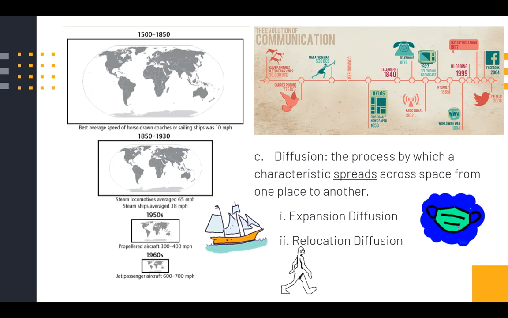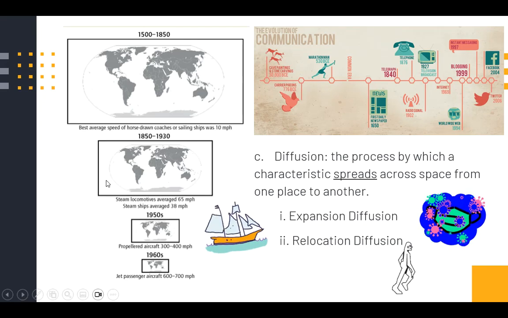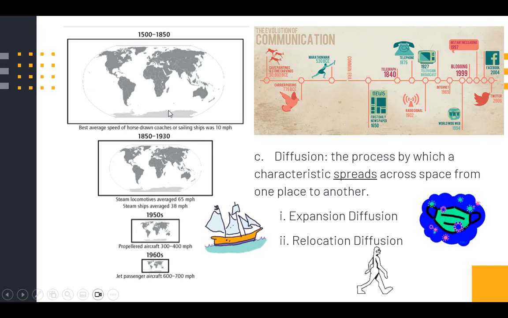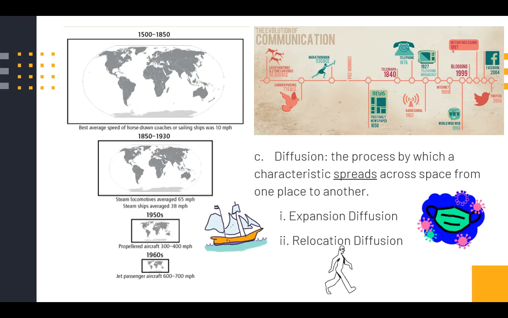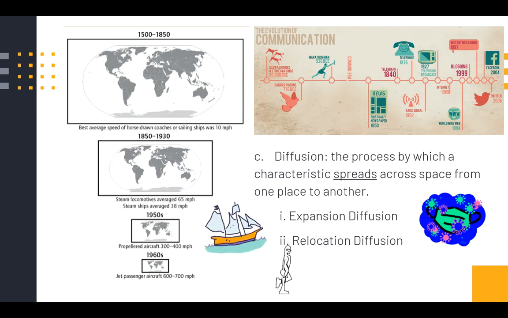All right, now on the left, you can kind of see time-space compression here, because the pictures show how fast people traveled. And the faster that people travel, the world is not literally, but figuratively getting smaller. That's kind of what I was saying earlier.